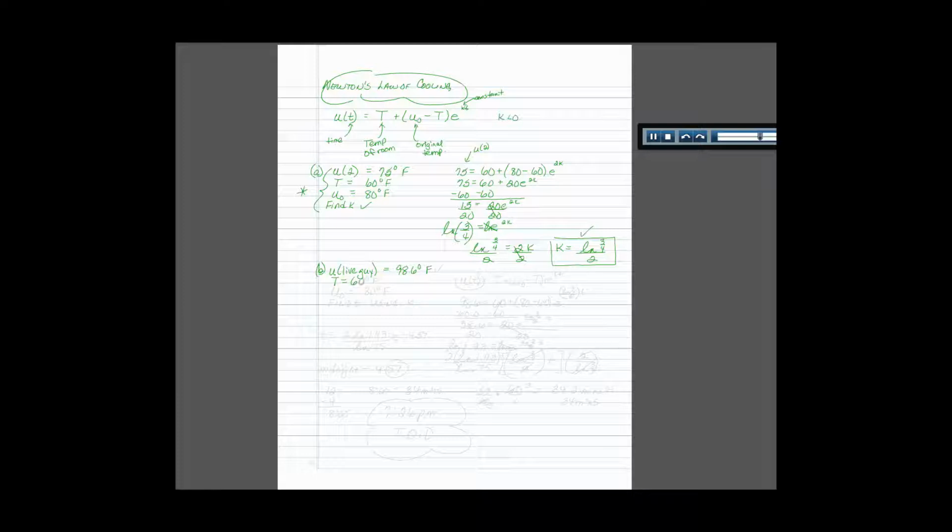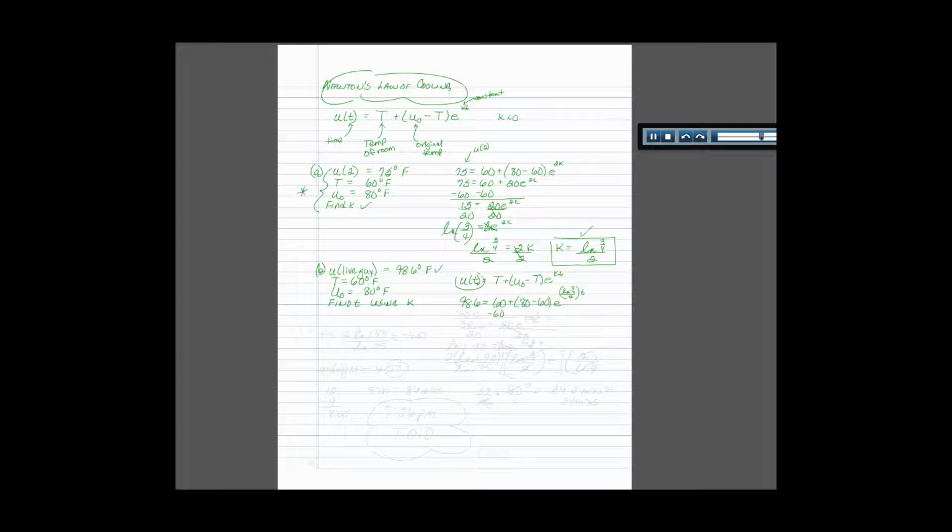Big T is still 60 degrees, temperature of the room. Now, our initial temperature is 80. That's when they found the body. And what we're trying to find now is t, using the k that we found in part A. So here's the original equation again. It was U of t equals big T plus U sub naught minus big T, e to the kt. But now we know this. It's 98.6, so 98.6 equals big T is 60, U sub naught is 80, minus 60, this part's the same, e to the, now we don't know t, but we know k. So we're going to go ln of 3/4 over 2 times t.